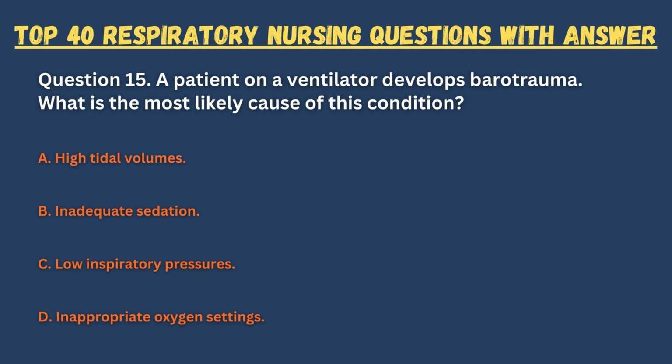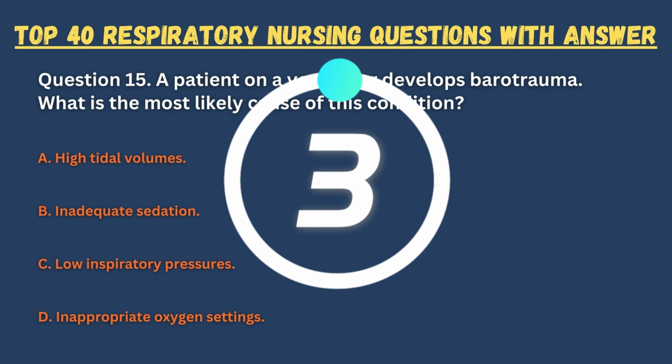Question 15. A patient on a ventilator develops barotrauma. What is the most likely cause of this condition? A. High tidal volumes. B. Inadequate sedation. C. Low inspiratory pressures. D. Inappropriate oxygen settings.